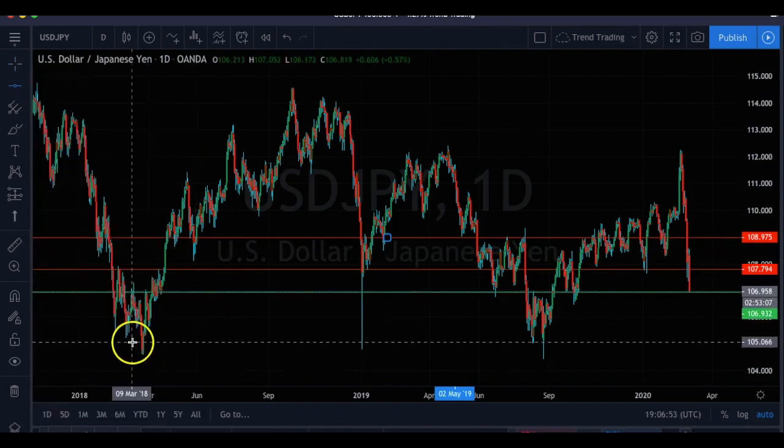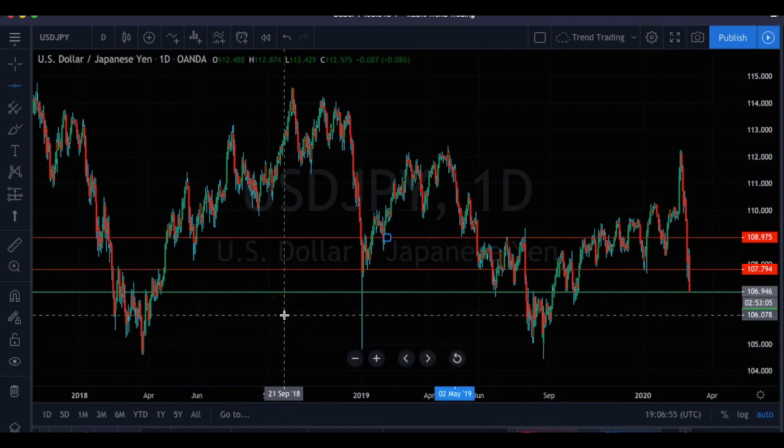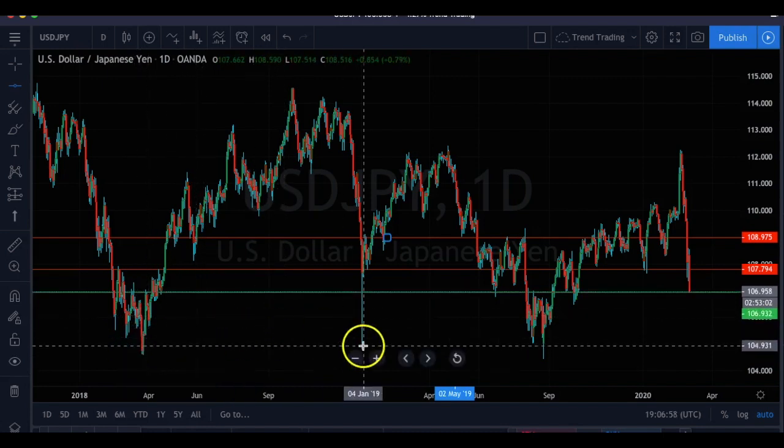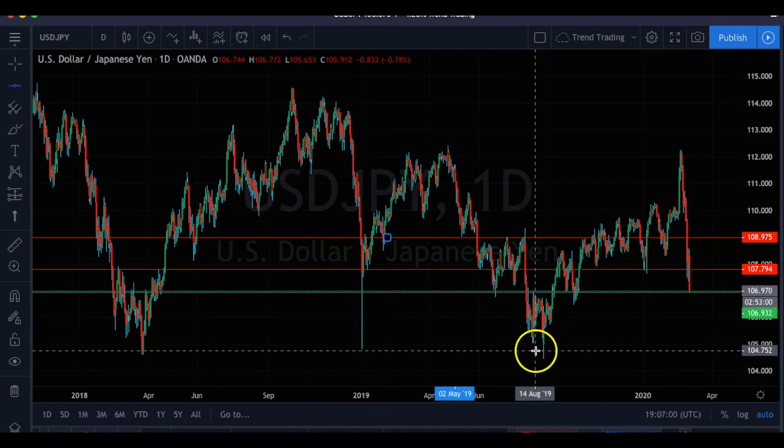All right. This is a good example. This is a fantastic example. We have 3 instances over here. This is where we're drawing our support and resistance, right?